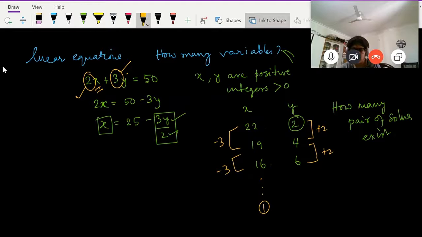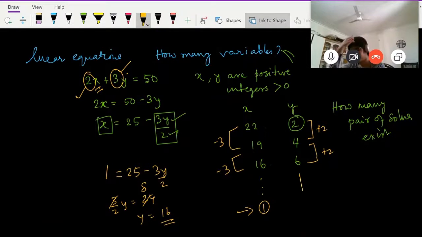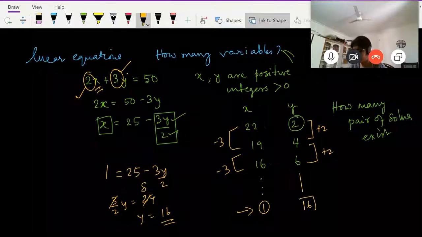Okay, we'll take the minimum value of x itself. So x cannot go less than 1, right? So what happens if I put 1 here? 1 is equal to 25 minus 3y by 2, right? So therefore 3 by 2y is 25 minus 1, which is 24. Y is 16, right? So y cannot go beyond that.